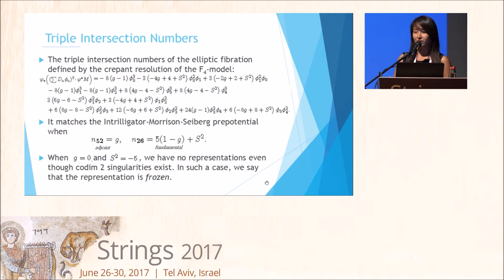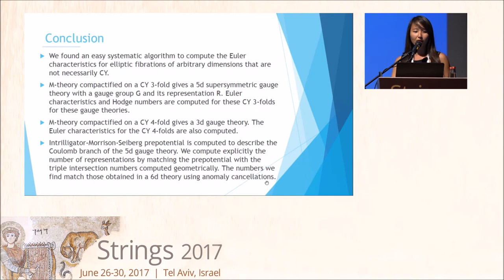So I want to summarize the whole thing. First, this is the most important thing: we found an easy systematic algorithm to compute the Euler characteristics for elliptic fibrations of arbitrary dimensions that are not necessarily Calabi-Yau. Since M theory compactified on a Calabi-Yau threefold gives a five-dimensional gauge theory for the gauge group G and its representation, Euler characteristic and Hodge numbers are computed for these cases. The same is done for the Calabi-Yau fourfolds, which give a three-dimensional gauge theory.